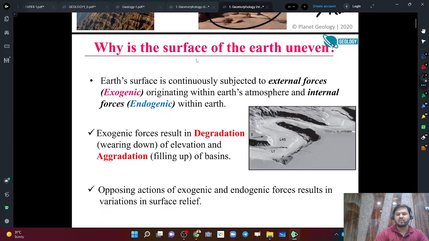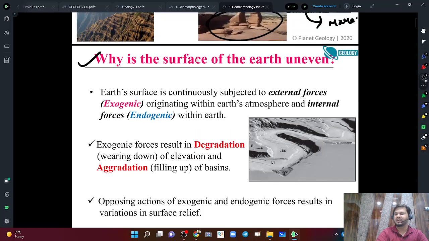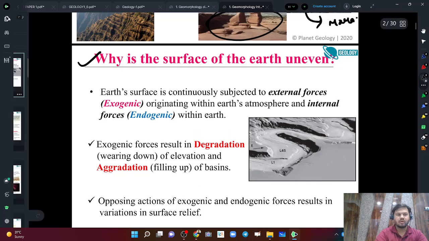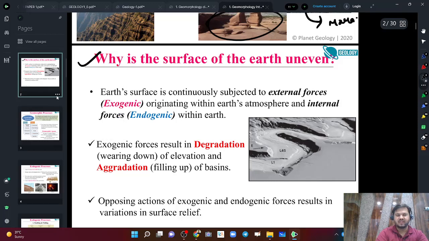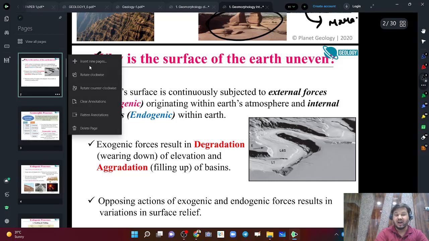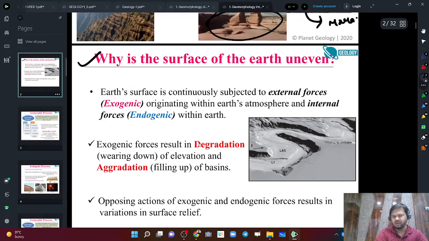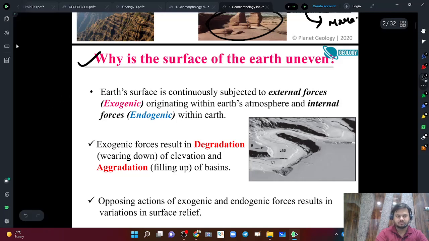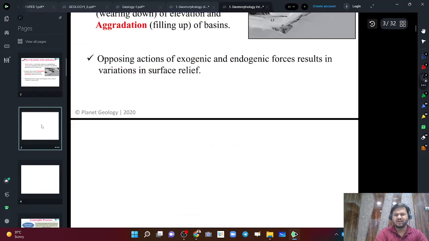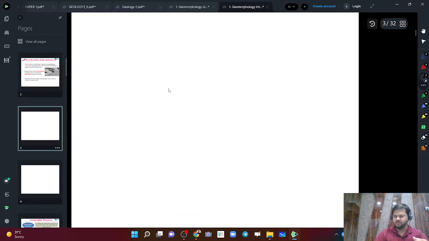Now just tell me, why is the surface of earth uneven? We are revising whatever we have done. One of the concepts which explain this unevenness of elevation of various features of earth is isostasy. We read isostasy in general geology, but isostasy is more related to the roots of the various landforms and mountains, and more related to internal processes operating here.